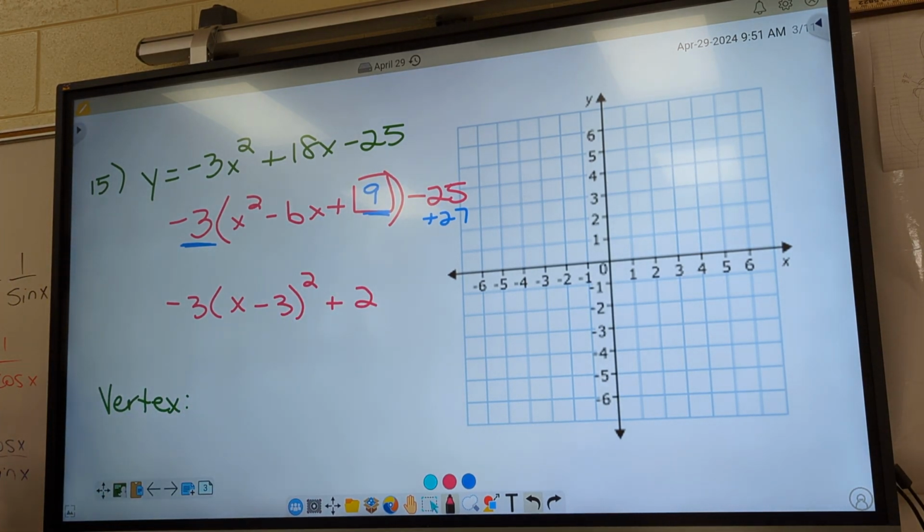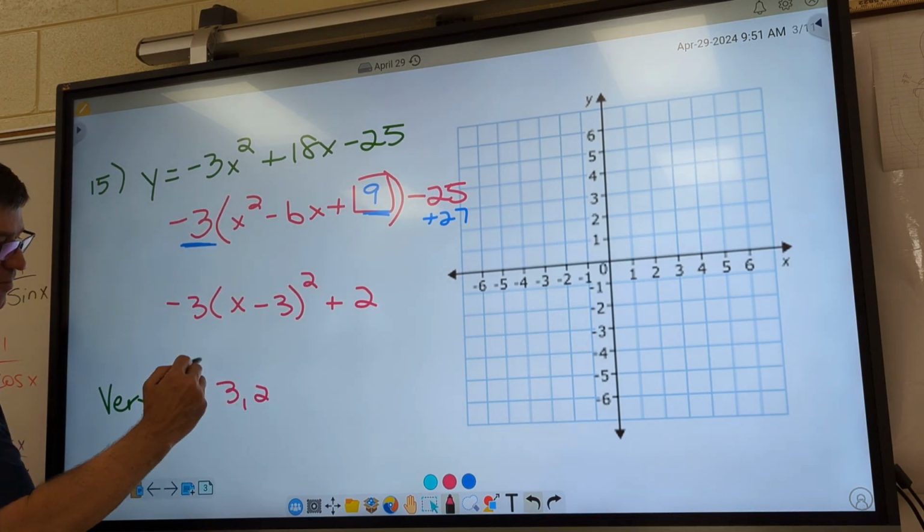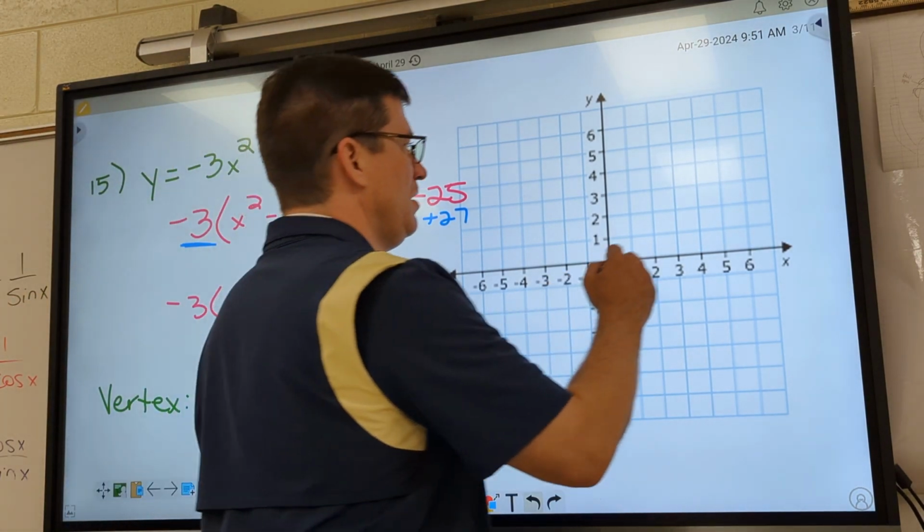All right, Nipper, what's our vertex going to be? 3, 2. +3, 2 this time. Go over 3, up 2.